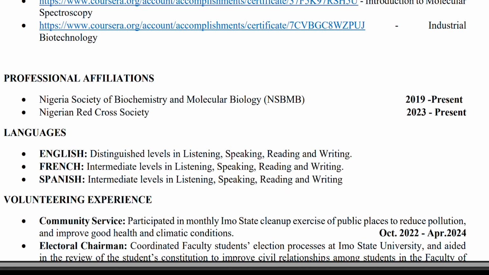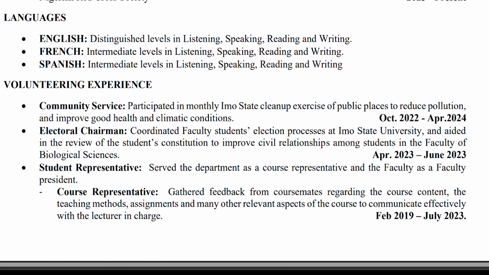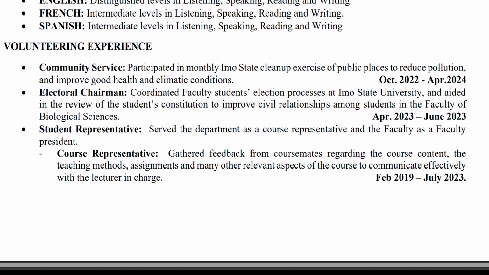I speak Spanish. The next one, which is number 8, is volunteering experience. Volunteering experience is what have you really done for your community? Of course, it's not education. What have you done for your community free of charge, without asking for money? Are we together? So my volunteering experience, community service: participated in monthly cleanup exercise for public places to reduce pollution and improve good health and climatic conditions, October 2022 to April 2024. It stopped when I left Imo State. The weekly cleanup that you do in your hostel, in your school institutions, those are community services. Nobody is paying you for them. Are you getting what I'm saying?